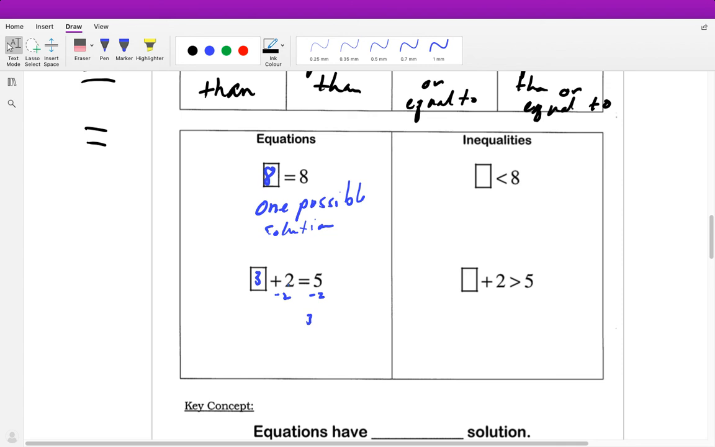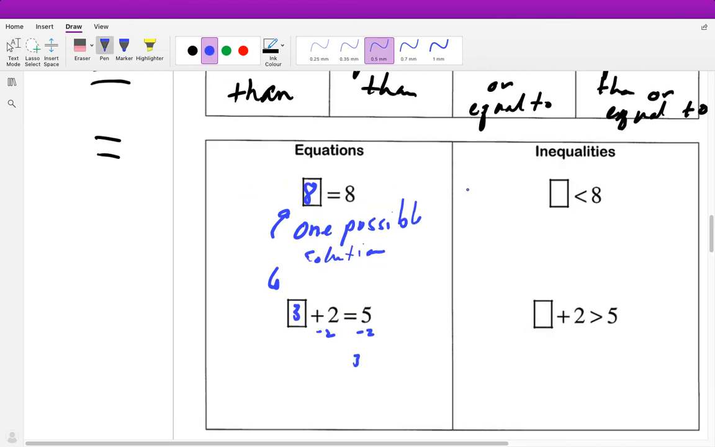If I plug in 4, 5, 6, 7, 8, 0, any negative number, it's not going to be equal to 5. There's one possible solution when we have an equation. That is it. With inequalities, if I ask you to fill out a number that is less than 8, I can ask every single one of you in your grade 6 class, and every single one of you can give me a different value that is less than 8.